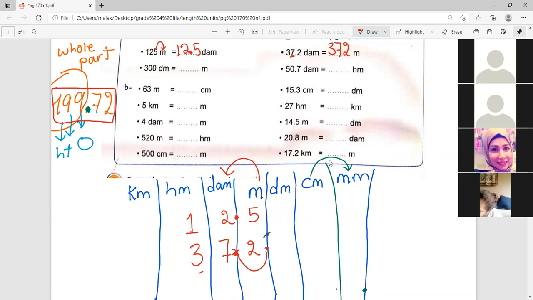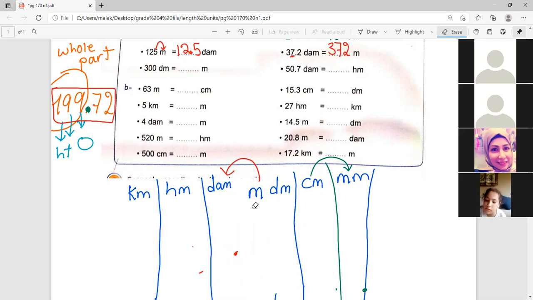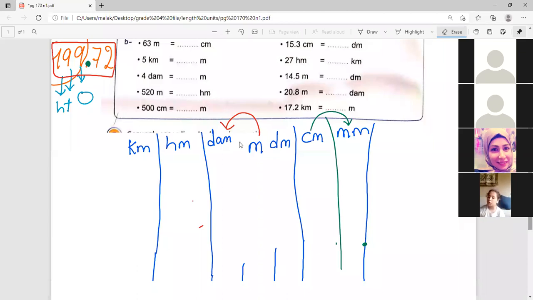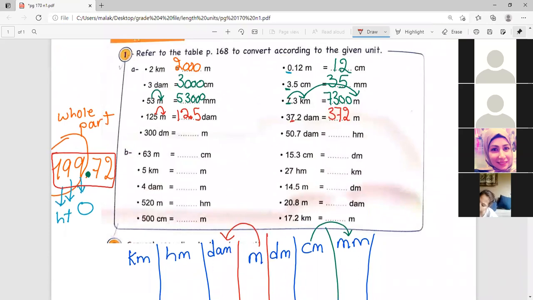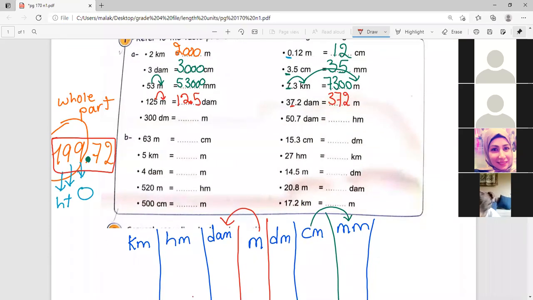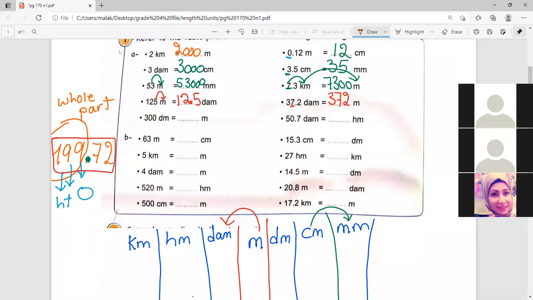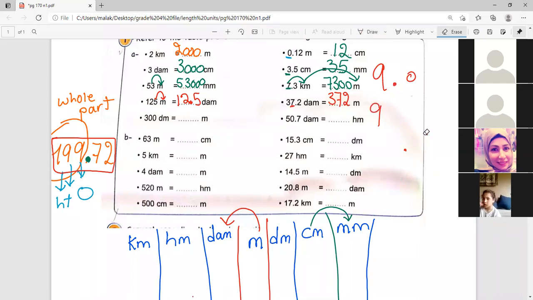Come on, Amal, you can ask me now. Yes, I was saying if we have a point and numbers, and we want to move it and after it there is nothing, so we add zero. Yes, we can add zero. But why, when we move the point, didn't we add zero? Amal, point zero, if I remove it the number doesn't change, so 9.0 is the same as 9. Oh, okay. But only at the end, not at the beginning.